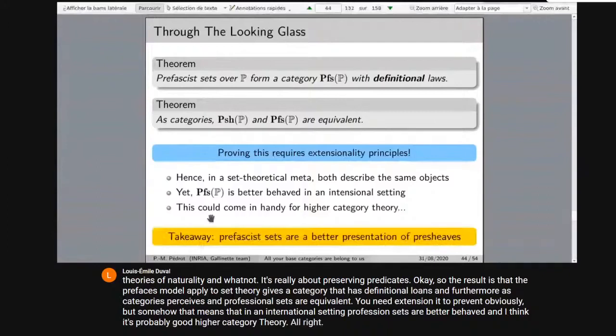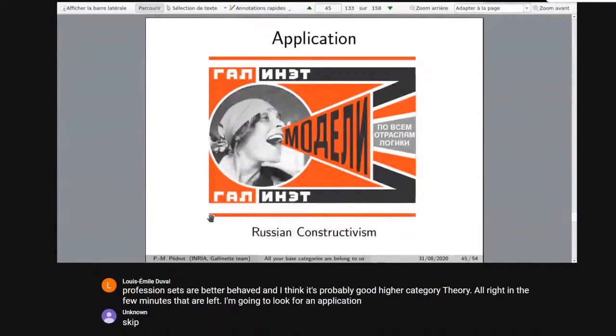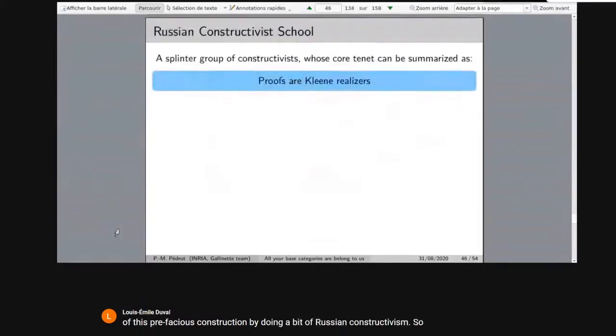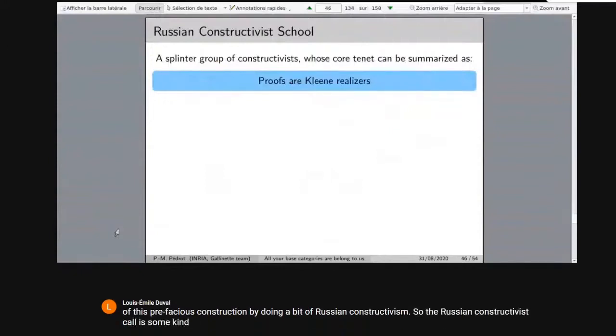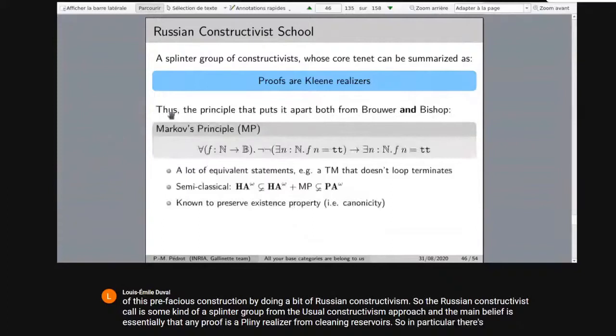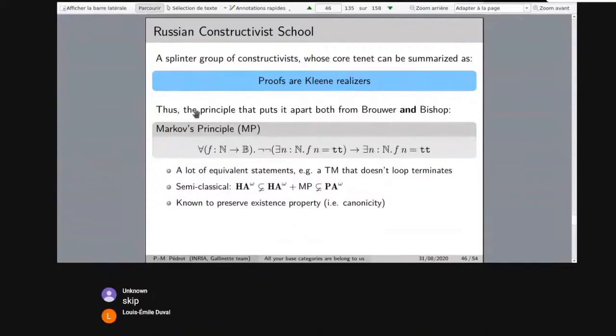All right, in the few minutes that are left, I'm going to look for an application of this prefascist construction by doing a bit of Russian constructivism. The Russian constructivist school is some kind of splinter group from the usual constructivism approach, and the main belief is essentially that any proof is a Kleene realizer, from Kleene realizability. In particular, there is one specific principle that sets them apart from both Brouwer's radical approach and Bishop's minimal approach. And this principle is Markov's Principle.